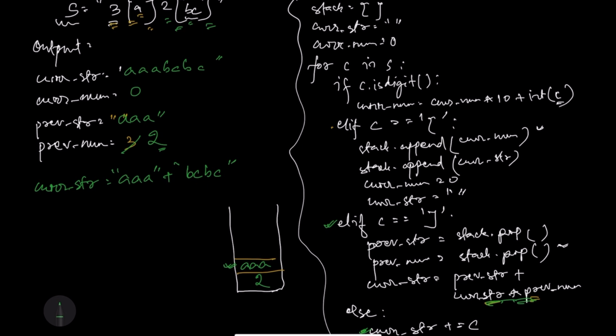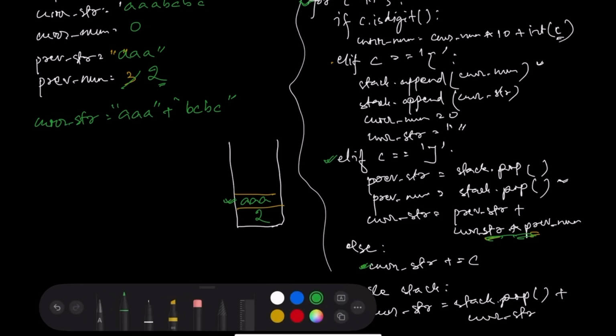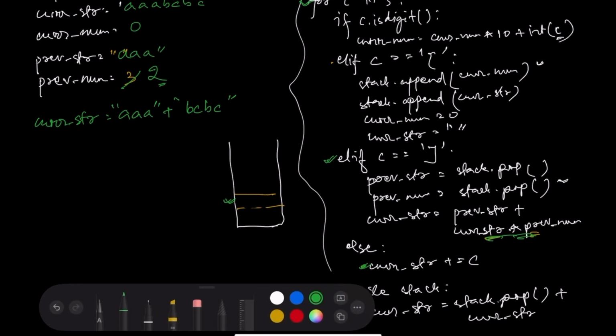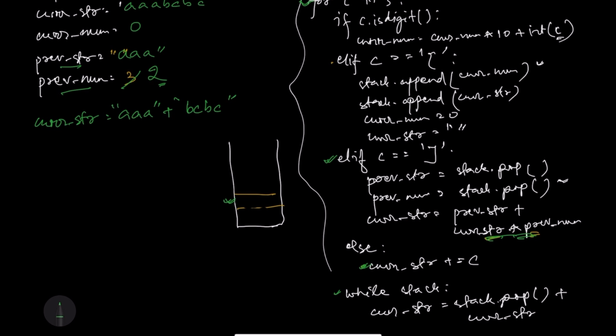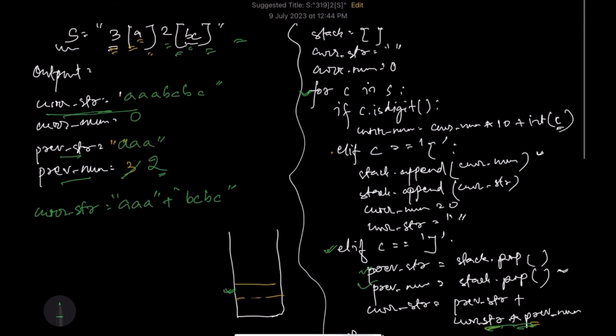After that we have reached the end of our iterations. Our for loop has ended. We won't be entering our while loop, as we have popped these out when we encountered a closed bracket and updated our previous string and previous num. We have popped these out from the stack, so our stack is empty, so we won't be entering this while loop. So we would be returning our current string, which is AAABCBC.